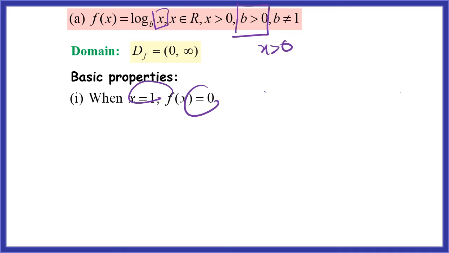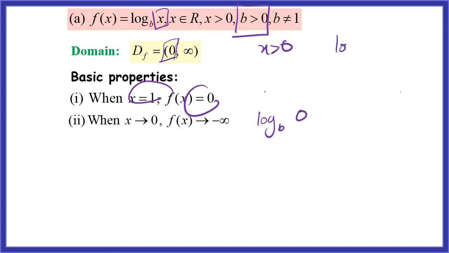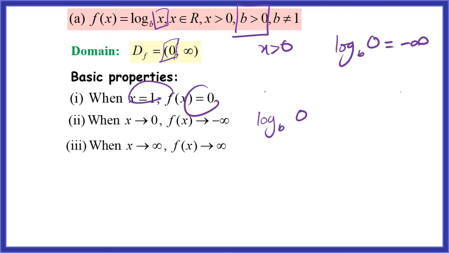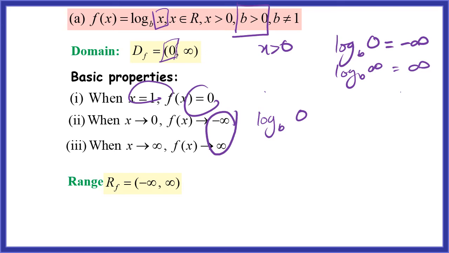Okay, and then the next one is when x approaches 0. What is 0? The endpoint of the domain. y will approach log to the base b of 0. So any base of 0, we can assume it approaches negative infinity. And then when x approaches infinity, log to the base b of infinity is always infinity. So y is approaching infinity. So the range of y is negative infinity to infinity. So we notice that the range is always from negative infinity to infinity.